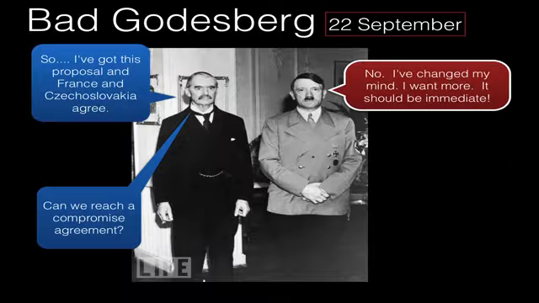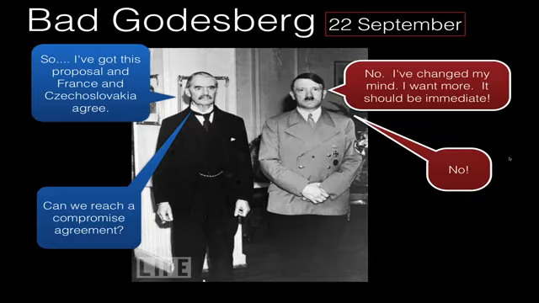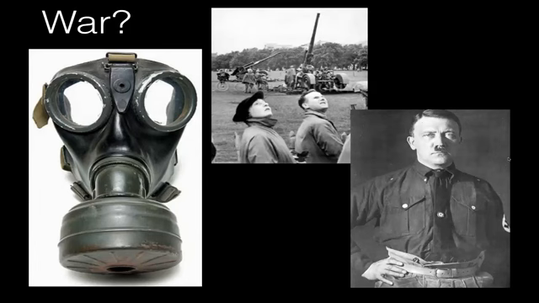Chamberlain's asking, can we reach some sort of compromise here? Can you meet in the middle? Absolutely not, is the response from Hitler. So it's now looking as if war is likely. Gas masks, 2 million gas masks are issued in London. Anti-aircraft batteries are put up in parks in London and Paris. It really seems as if war is likely.